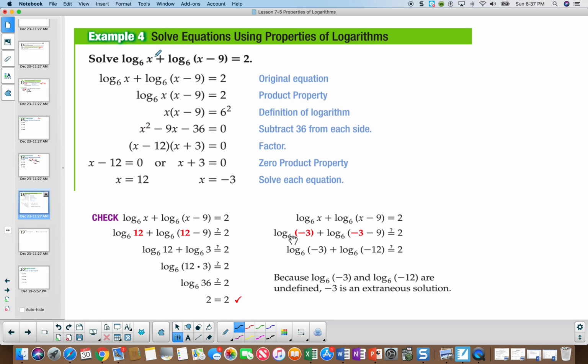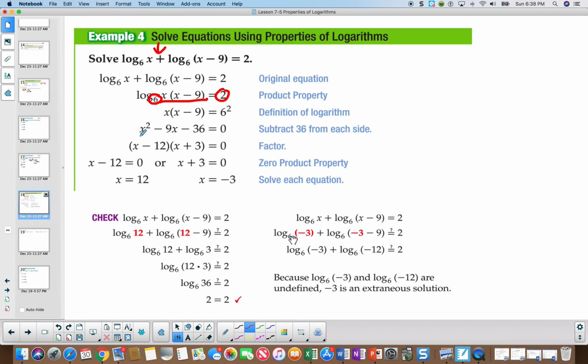Let's take a look at solving equations using the properties of logarithms. So we're trying to solve for x. The first thing we'd like to do is see if we can get these together. And I know that when I have a sum, I can go from the sum to a product, and here's a product. Okay, now that I have one log expression, I'm going to change it to exponential form. So here's my base, here's my exponent, and then here's my argument right here.